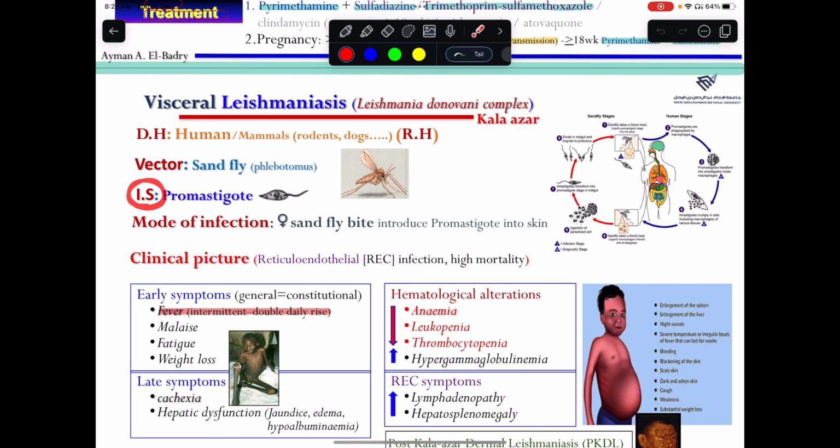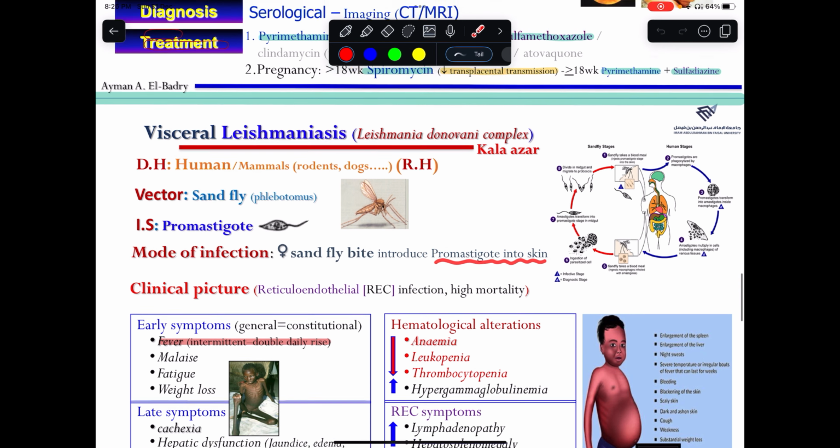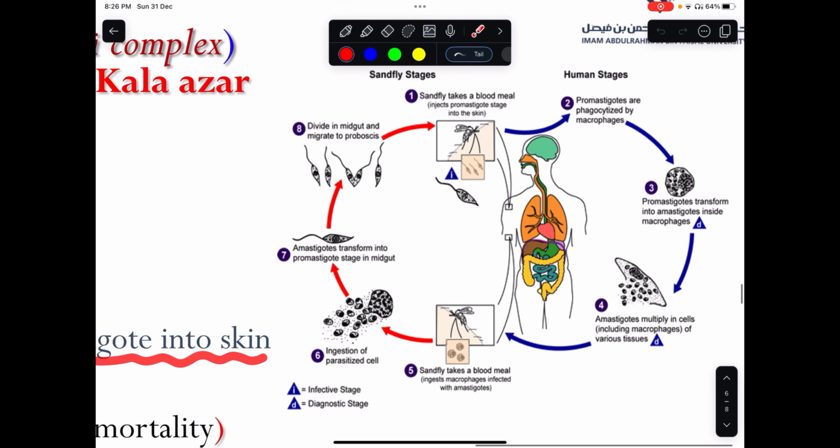And here's what's important. Our infective stage is the promastigote. Promastigote means that it has a flagella. And its mode of infection is the sandfly bite. So our vector here introduces the promastigote into the skin. So how does it occur?